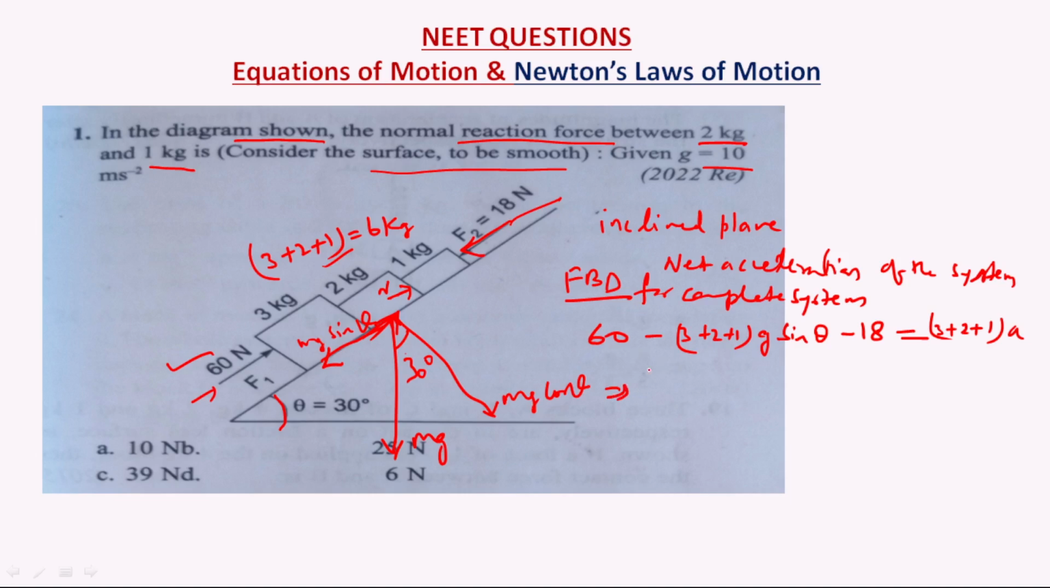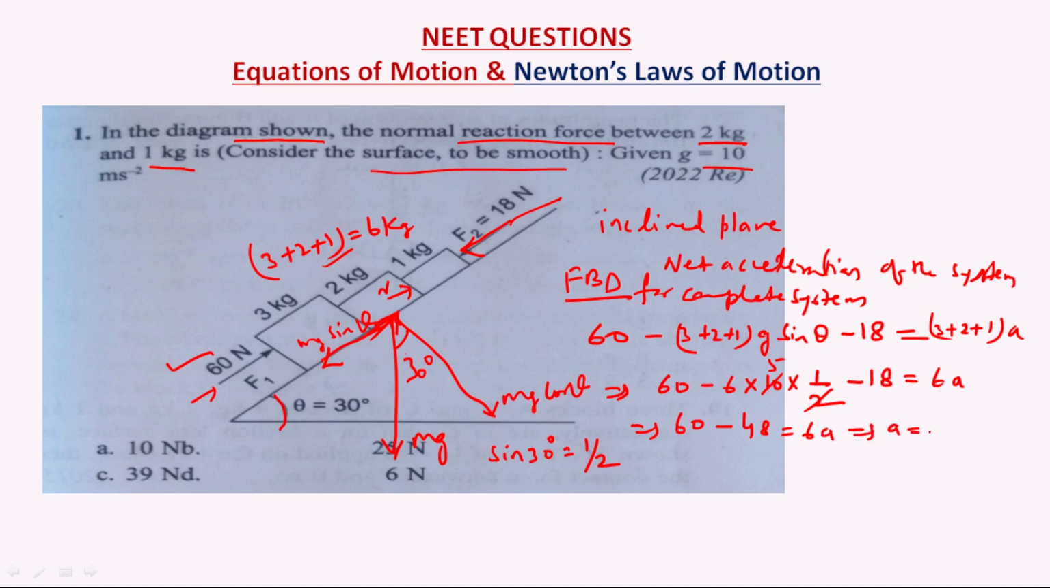Then we go for solving it further. 60 minus 6 into 10 into sine 30 degrees, and sine 30 degrees means 1 by 2, minus 18 is equal to 6 into A. This gives 60, and cancelling, it will be minus 30 minus 18, so 60 minus 30 minus 18, which is 12, equals 6A, and this gives A equal to 12 by 6.